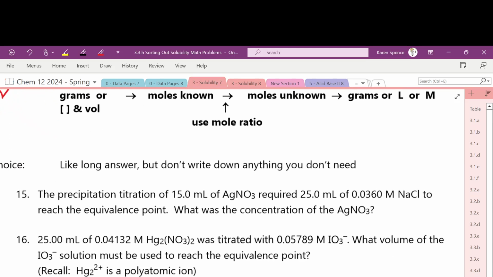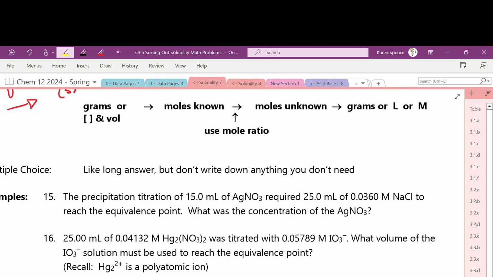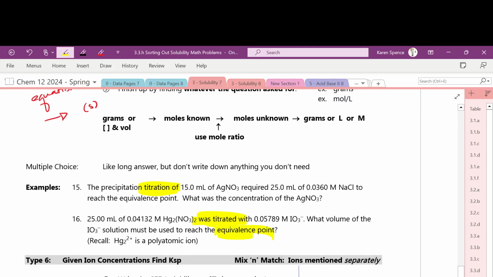Okay? And most of the time, these will have words in them like titrated, equivalence point, what was the concentration, that kind of thing.